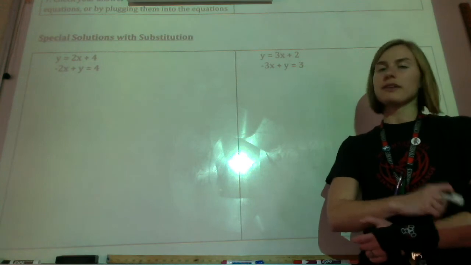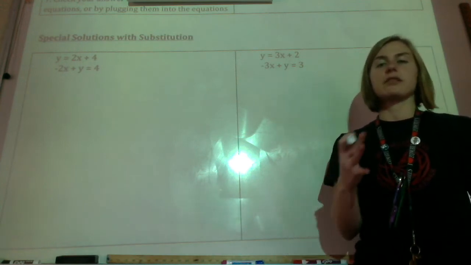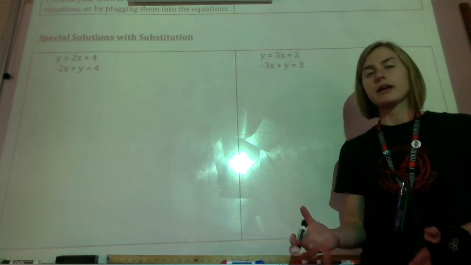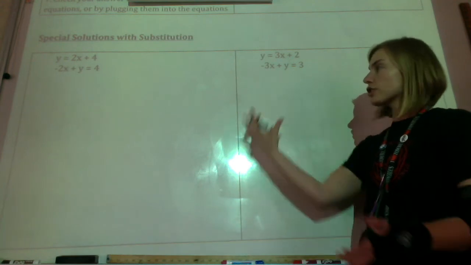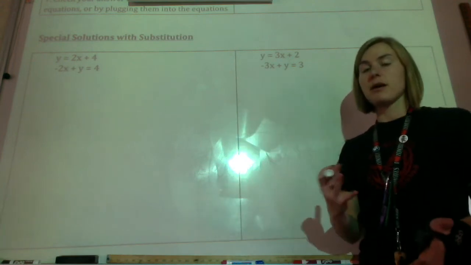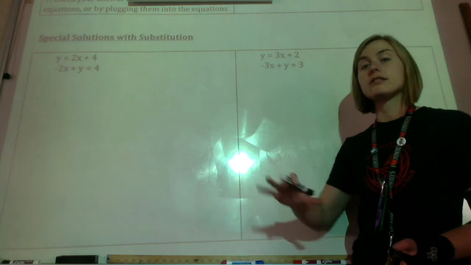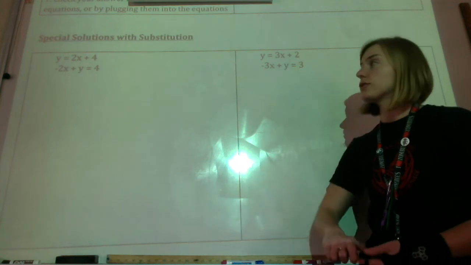If we're not graphing it, you may not recognize if the equations are the same or if they're parallel. So you might just start doing substitution and then come up with something weird. So I want to make sure that you recognize which is which when you're doing substitution.